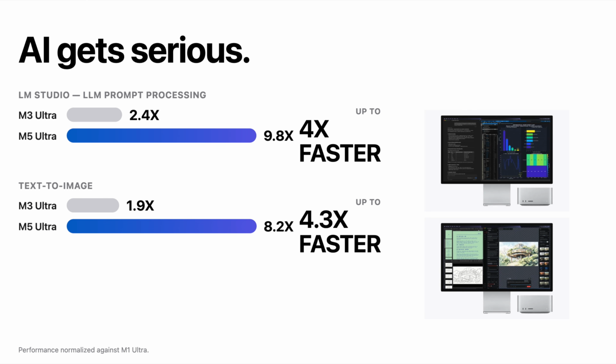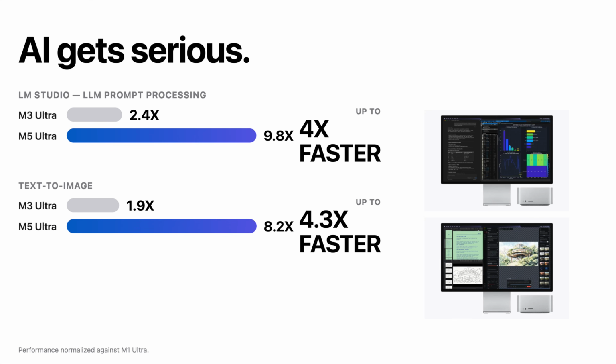But AI is where M5 Ultra really starts to separate itself. According to Apple, M5 Ultra offers up to 4.3 times the peak AI compute performance of M3 Ultra. And some of the actual application comparisons are even more interesting. In LM Studio, using M1 Ultra as the baseline, M3 Ultra reaches 2.4 times performance, M5 Ultra reaches 9.8 times. That translates into up to 4 times faster LLM prompt processing compared directly with M3 Ultra.